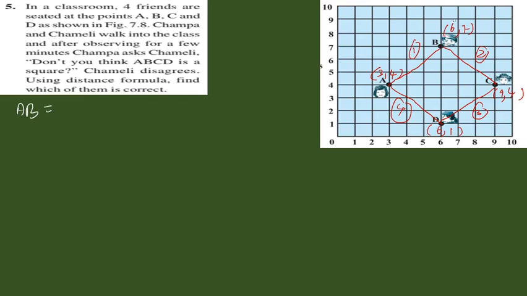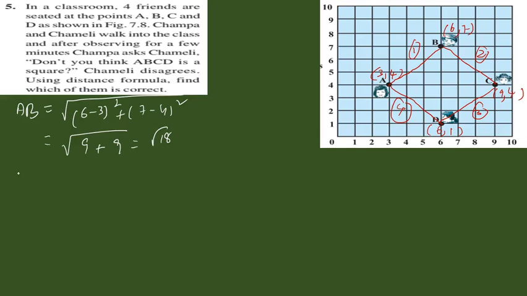Now AB, you have to write the root, that's the formula. (6 minus 3) whole square plus (7 minus 4) whole square. So simplification: 6 minus 3, 3 square, that is 9, plus 7 minus 4, 3 square, 9, that is root 18.